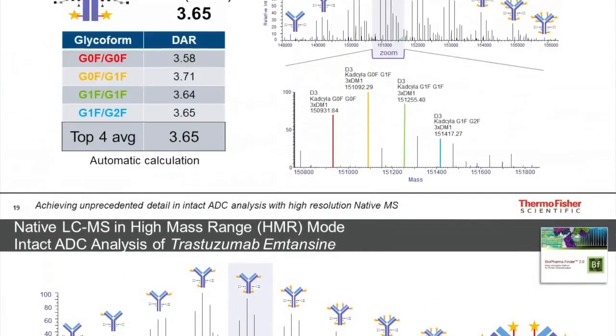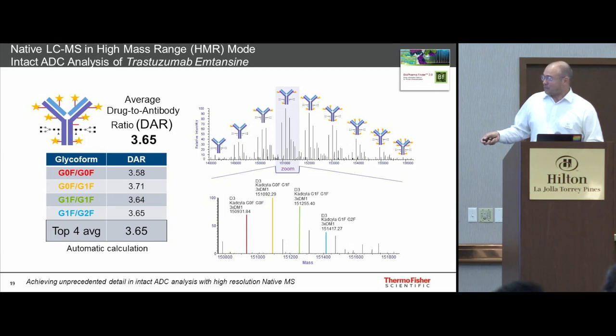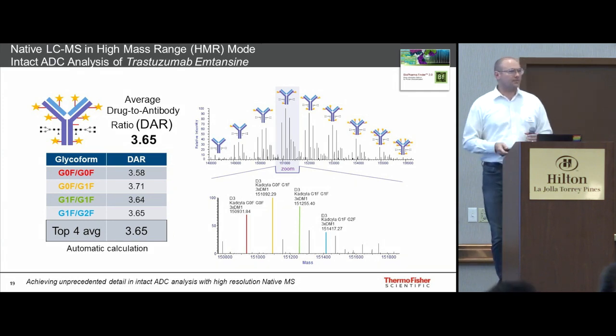I can do this drug to antibody ratio calculation automatically in the software by highlighting the different glycoforms that I'd like to look at. So in this case, these are the 4 most abundant glycoforms for this Trastuzumab Emtansine, this ADC. And at every single drug amount, it's calculating the weighted average of how much drug there is. And we did this 4 times, and as you can see, the answer is actually quite consistent. So the top 4 average calculated automatically by our software, 3.65, is something that we have a lot of faith in.